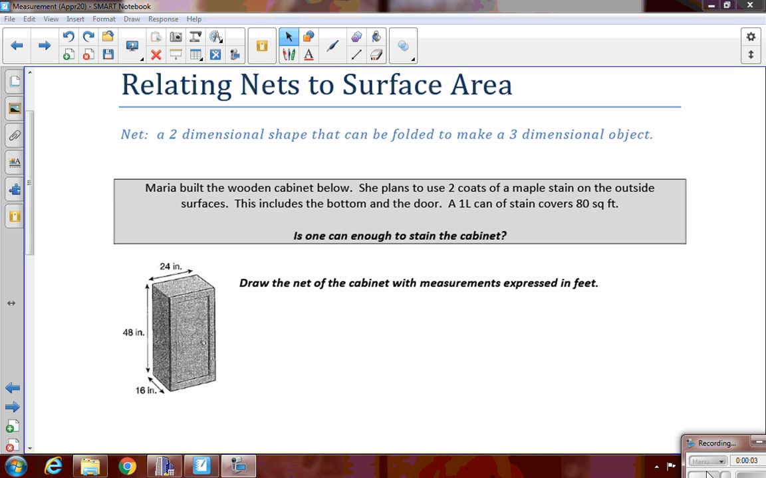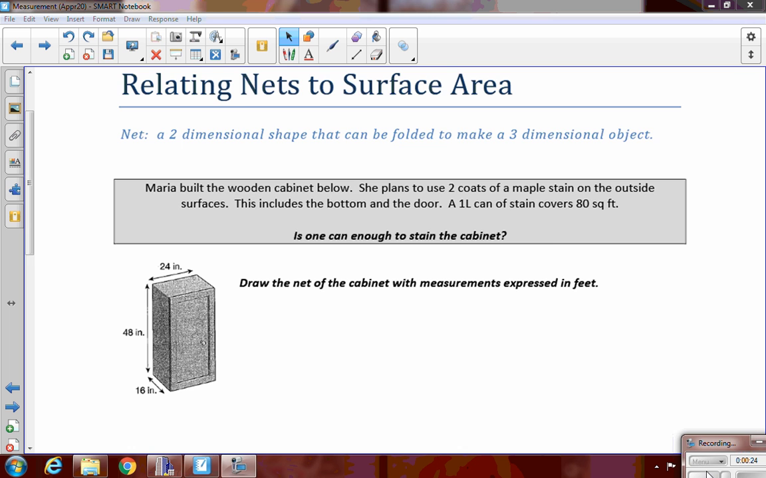By now you should have done some simple nets by cutting out some pieces of paper and making 3D shapes out of it. We're going to take that a step further now and actually relate these nets to surface area. So you should remember that a net is a two-dimensional shape that can be folded into a three-dimensional object, which you would have done with the paper to make some cubes and some pyramids and some cylinders.